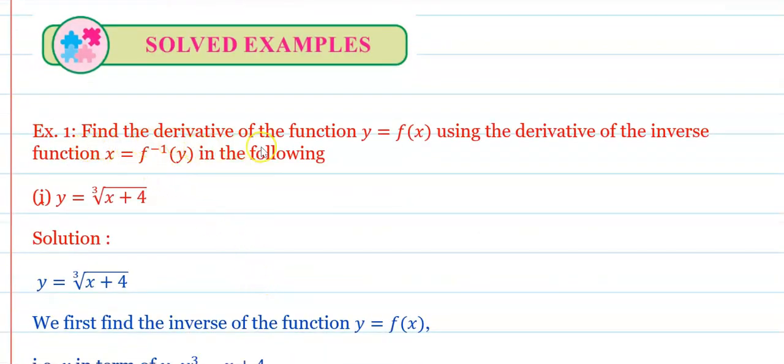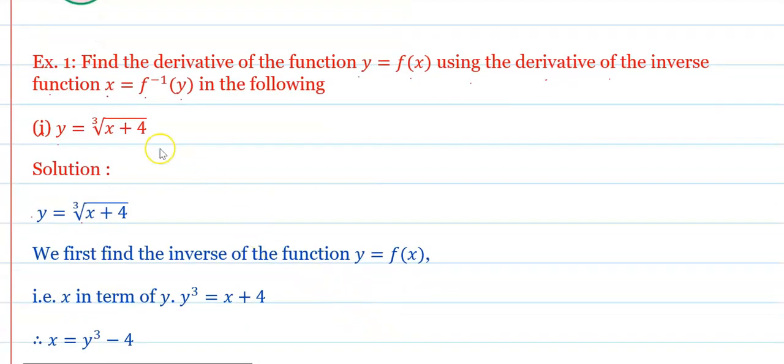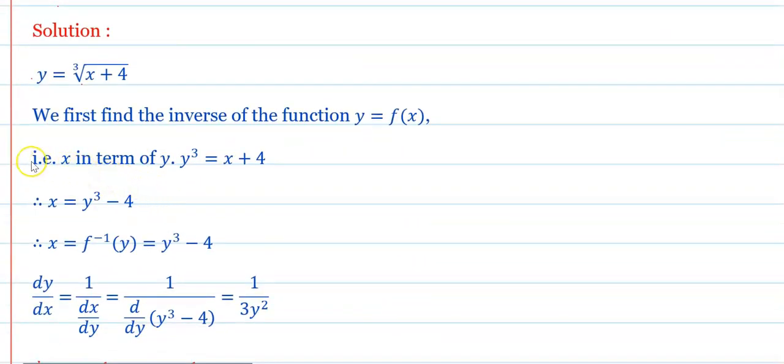Find the derivative of the function y is equal to f of x using the derivative of the inverse function x is equal to f inverse of y in the following. Okay, now see this, y is equal to cubic root of x plus 4. Okay, now the solution, y is equal to cubic root of x plus 4. We first find the inverse of the function y is equal to f of x. म्हणजे याचा इन्व्हर्स आपण फाइंड आउट करणार, that is x in terms of y. आता इथे काय दिले, y in terms of x.